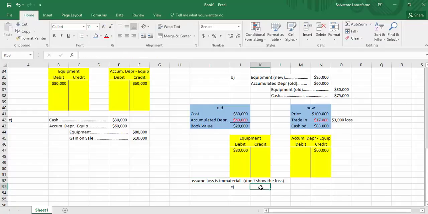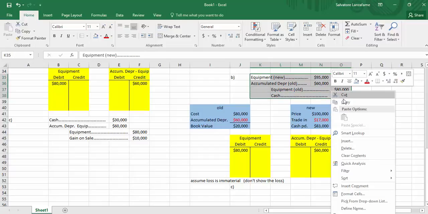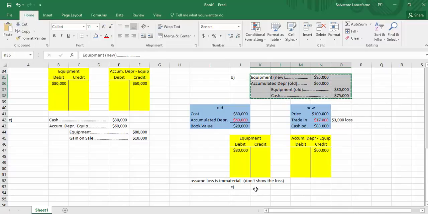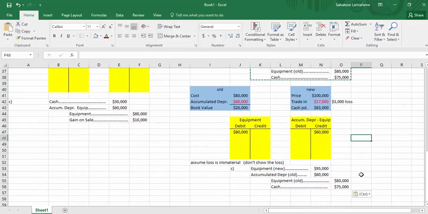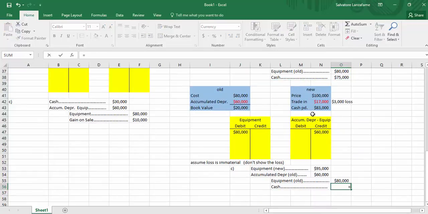Okay, so if we can't show the loss, the journal entry is going to pretty much look like what we did over here. I'm just going to copy it and paste it. But the amounts are going to be a little different. So the cash we've got to come up with now is $83,000. So that means the equipment now goes on the books at 103. So notice I didn't show the loss, but the $3,000 loss got added to the new equipment. So going forward, instead of getting to write off $100,000, I get to write off 103.